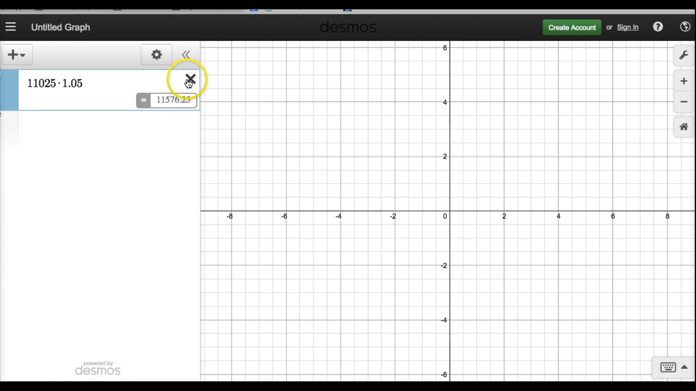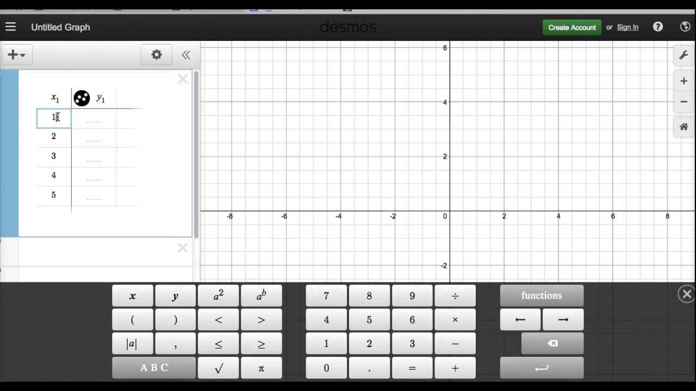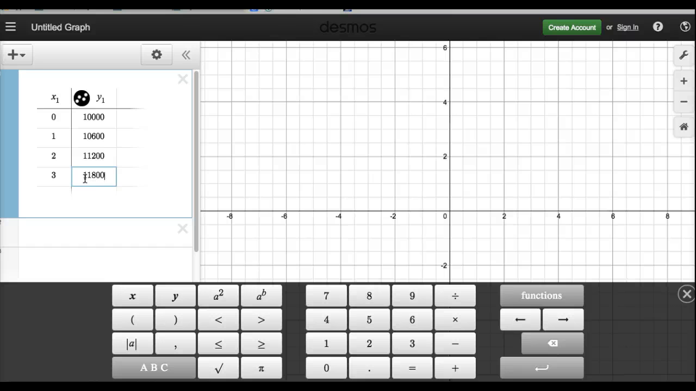And now what we're going to do is go ahead and insert the tables. Okay, and so again, we started with 0. And I don't think we even have values for that. So at 0, we had 10,000. And then the first year we had 10,600, and then 11,200, and then 11,800, right? So this is when we are adding $600 every single time, the simple interest, right?